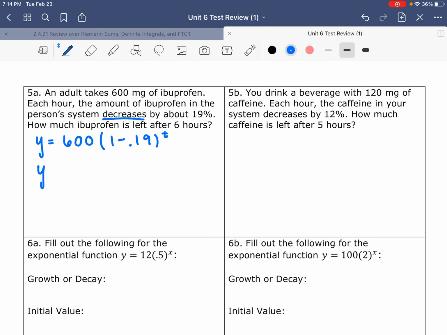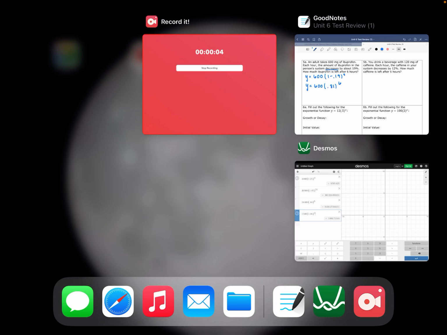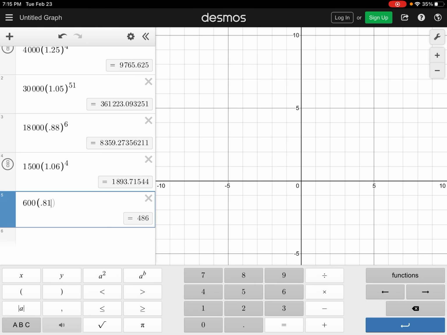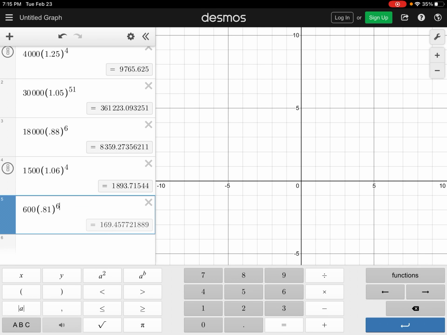And then we're looking for after 6 hours, so I'm going to rewrite this as y equals 600 times 1 minus 0.19. If you put that in the calculator, you're going to get 0.81 to the power of t. And we're looking for 6 hours, so I'm going to change that t to a 6. So then I type it in, 600 times 0.81 to the power of 6. And you get 169.45.